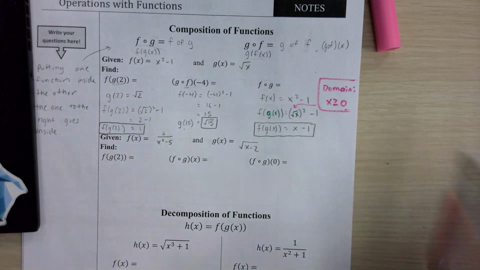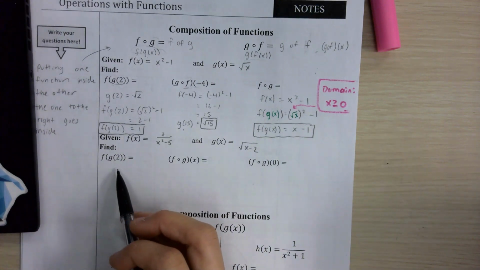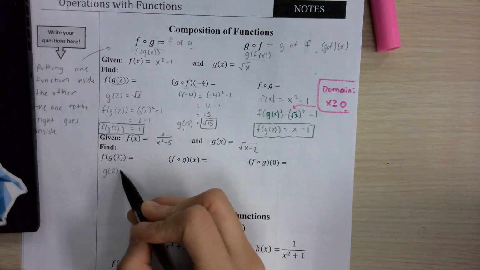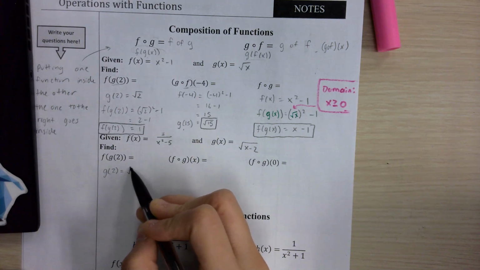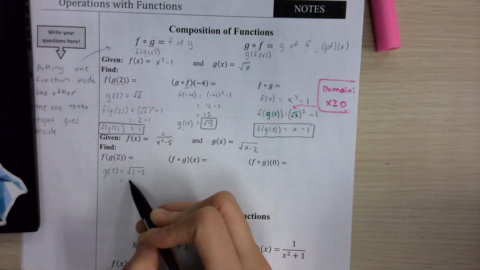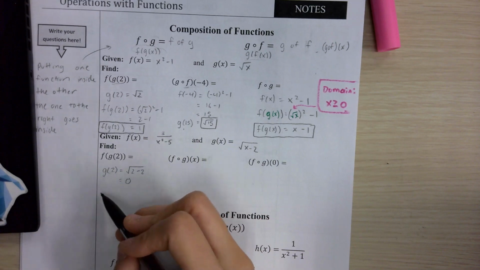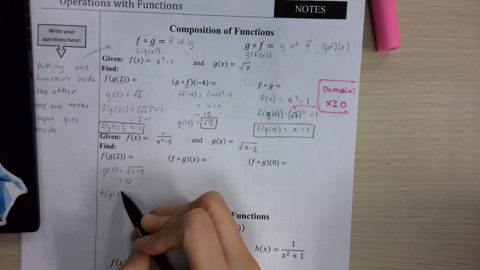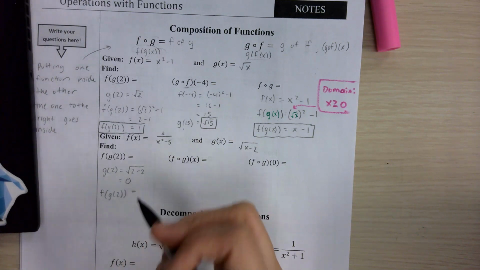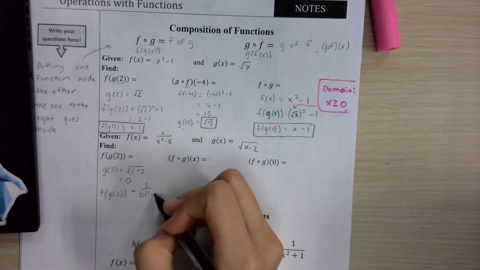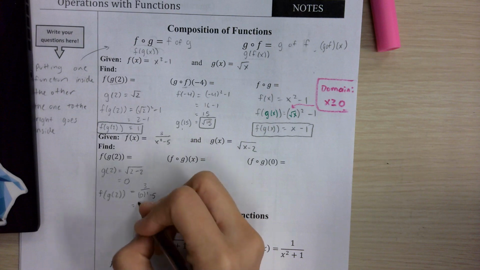Okay, so we have the first one, f of g of 2. We're going to have g of 2 first, the inside, equals square root of 2 minus 2, which equals 0. And then we have f of g of 2, or f of 0, equals 3 over 0 squared minus 5 equals 3 over 5.